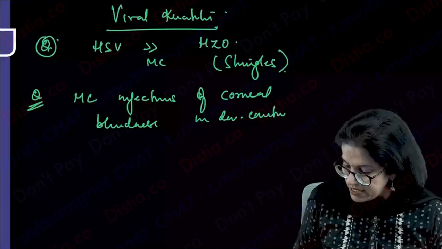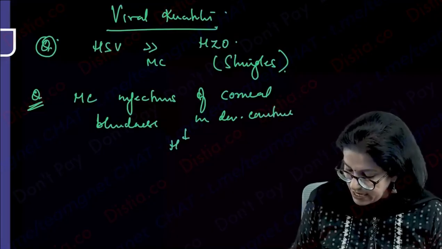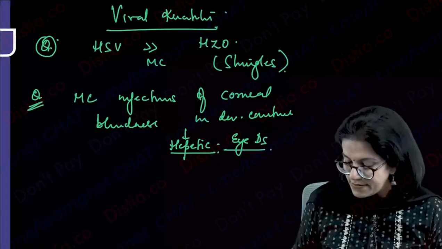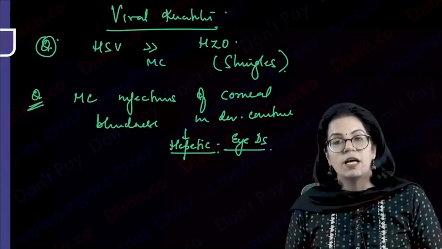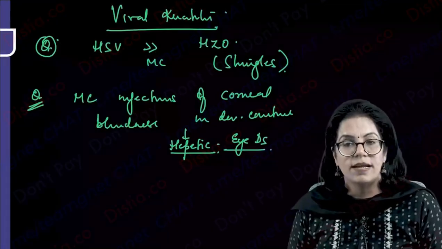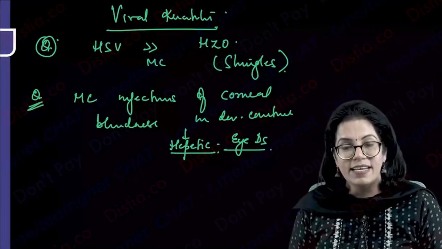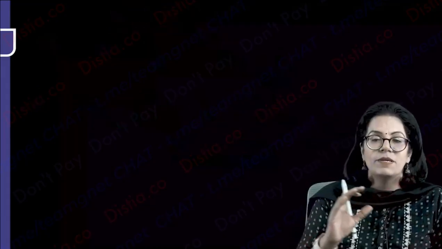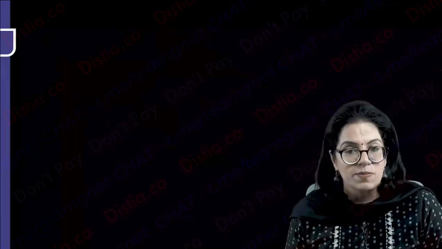This is how they have said it is herpetic eye disease. So it is that common. Most common infectious cause of corneal blindness in developed countries is mainly herpetic eye disease. Okay, so once we know this, we all know that herpes can be simplex and zoster, I just mentioned.